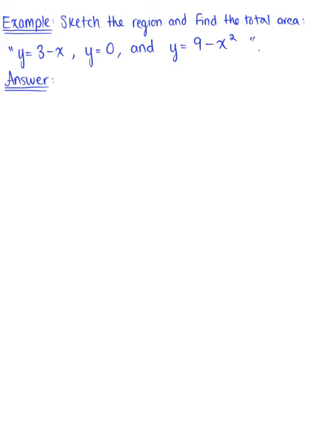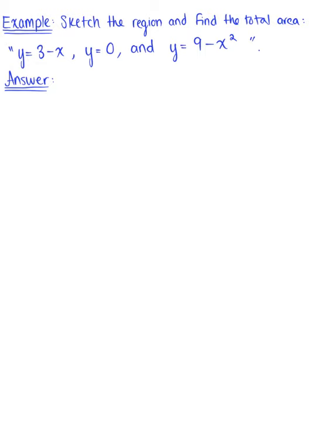Sketch the region and find the total area. So here we have that our region is just bounded by these curves. That's all we get. So we have three curves. We have the line, y is equal to 3 minus x. We have the x-axis, y is 0. And we have the parabola, y is equal to 9 minus x squared.